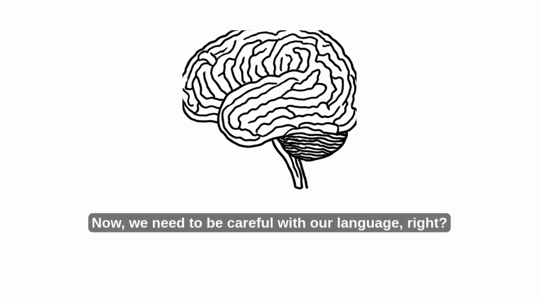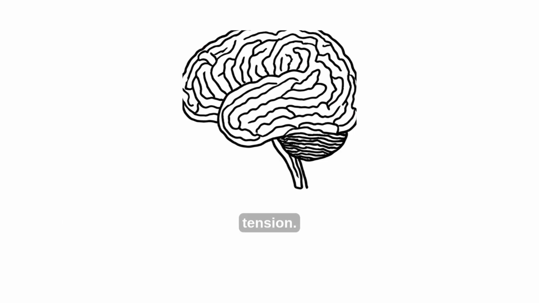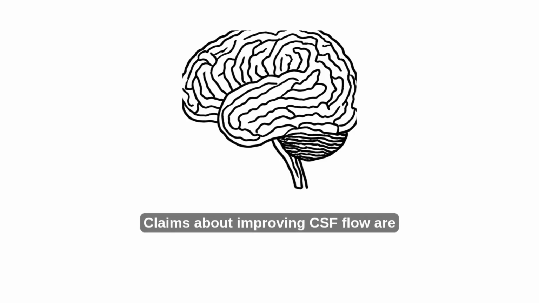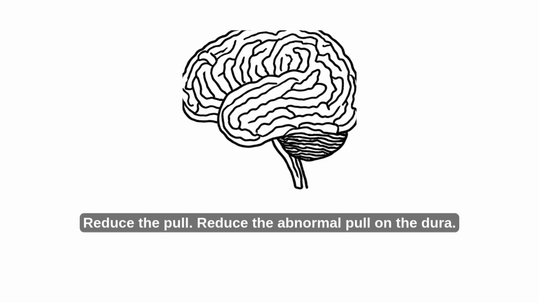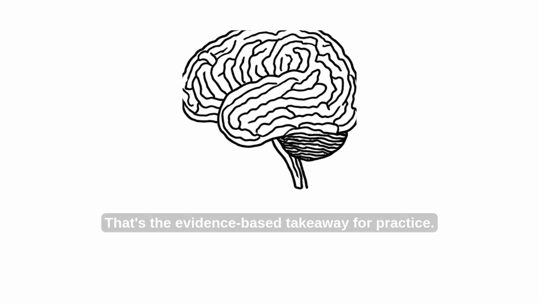Now, we need to be careful with our language, right? We can confidently say we're reducing abnormal mechanical tension. Claims about improving CSF flow are much more speculative at this point. Right. Stick to the known mechanics. Reduce the pull. Reduce the abnormal pull on the dura. Support normal dural mobility. That's the evidence-based takeaway for practice.